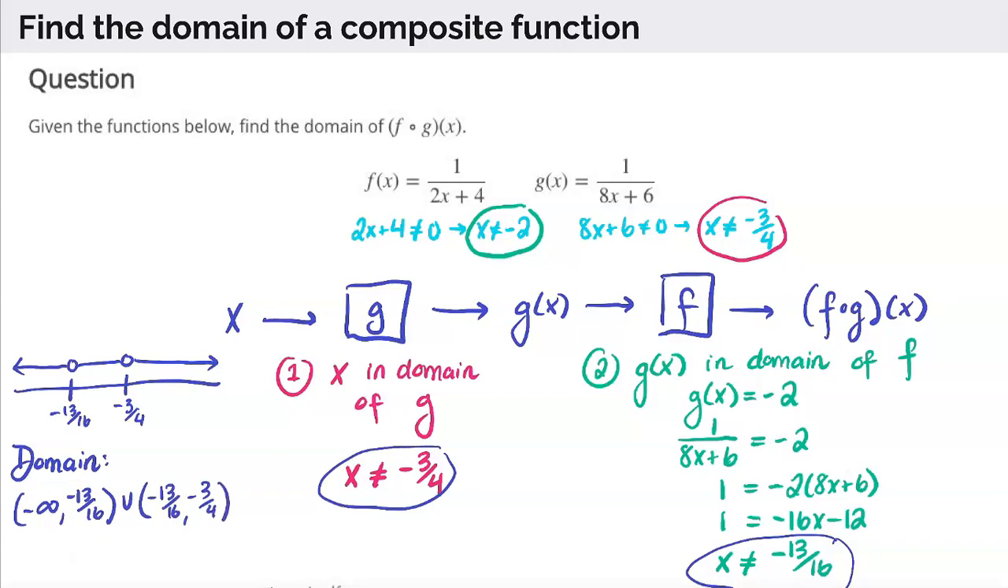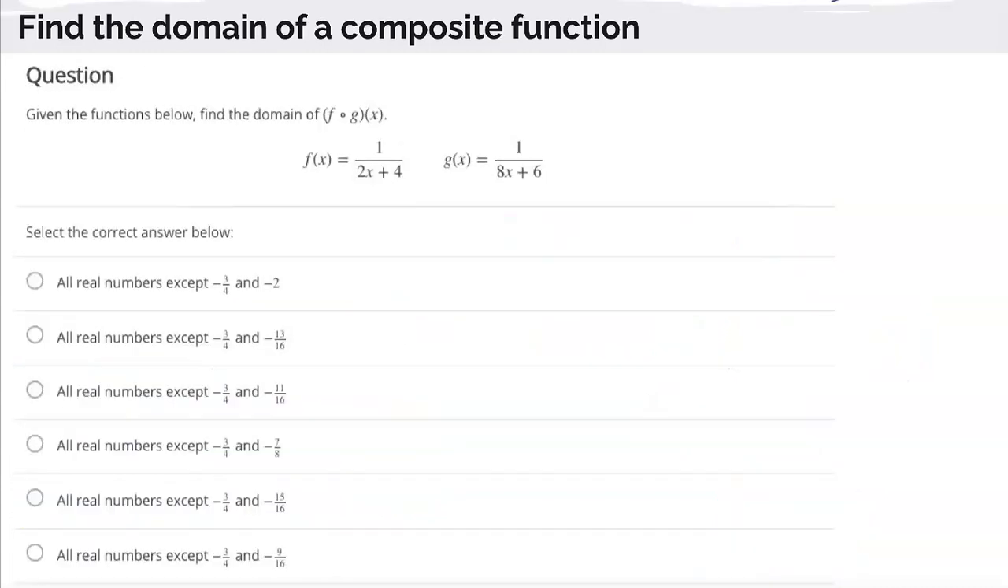Okay, but I think for most of the ones on Newton here, it just gives you more of a statement of all values except, so these are just the 2 excluded values. So I think the choices would be something like this. And so our answer would be this one, all real numbers except those 2 problem values we identified, the negative 3 over 4 and the negative 13 over 16.